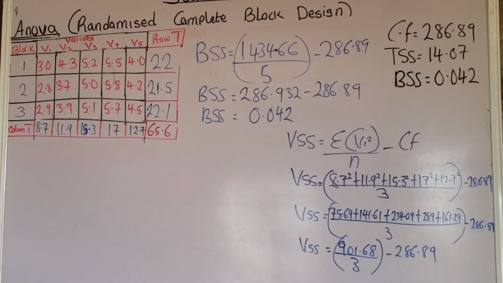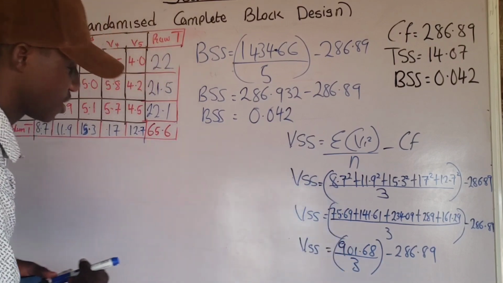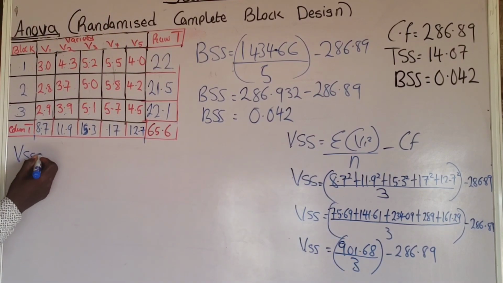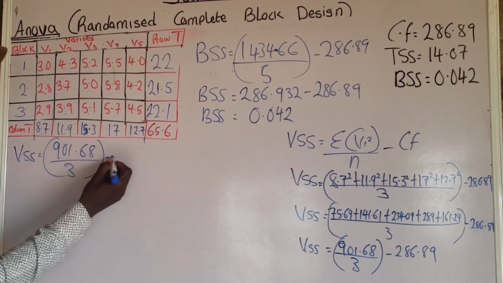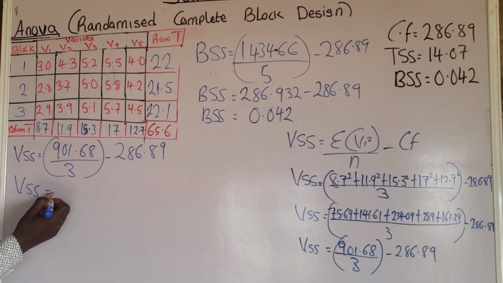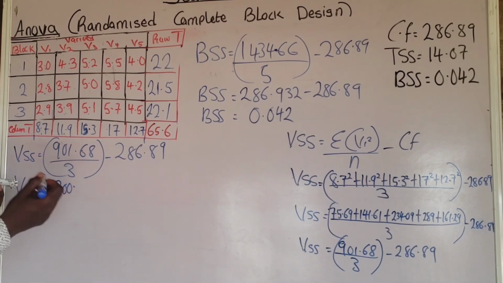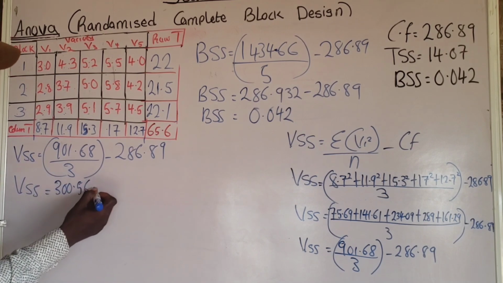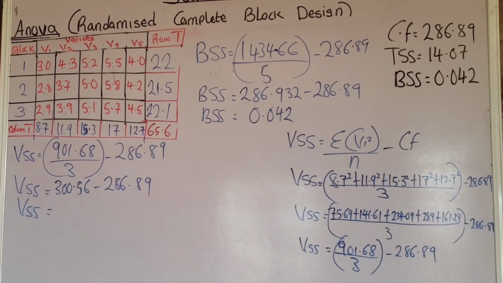Now, variety sum of squared is what? 901.68 divided by 3 minus, maybe I should write it here. Okay, so let's go. 901.68 divided by 3, that is 300.56. 300.56 minus 286.89. Okay, 300.56 minus 286.89, that is 13.67.